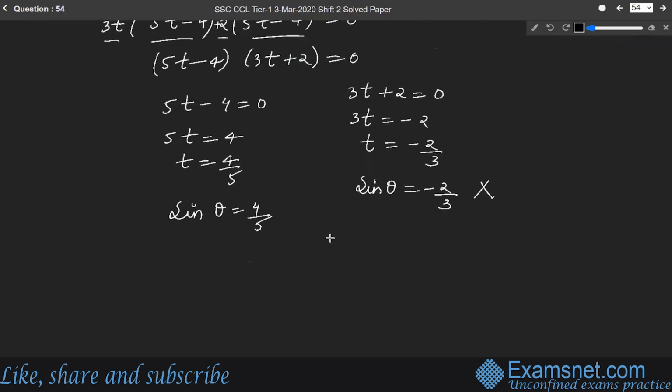Therefore, the negative values are not acceptable. Okay. So the correct value for sine theta is 4 by 5. Since we have the value for sine theta, then by using the Pythagoras theorem, we can find the value for tan theta and cos theta.